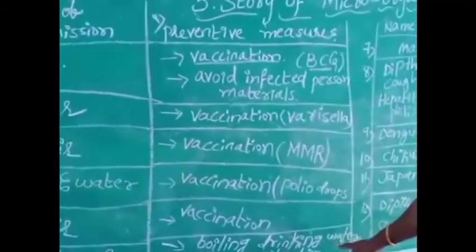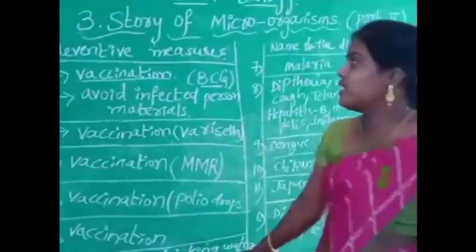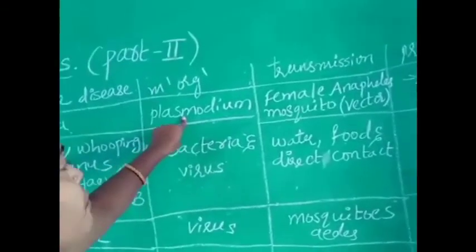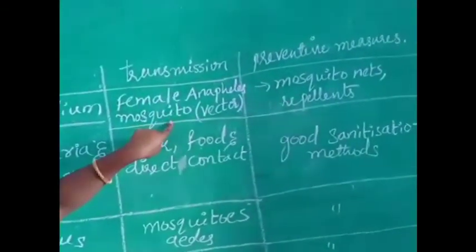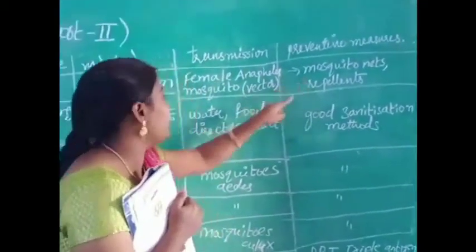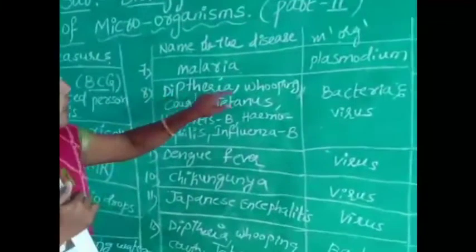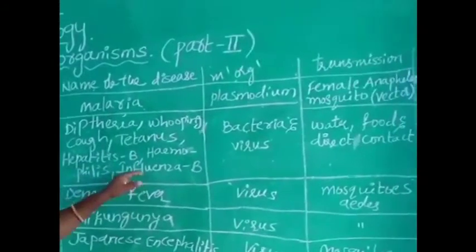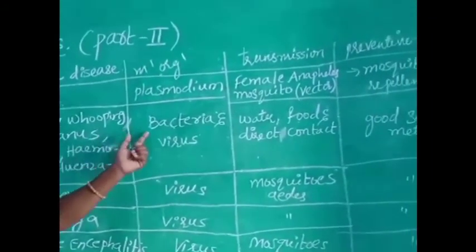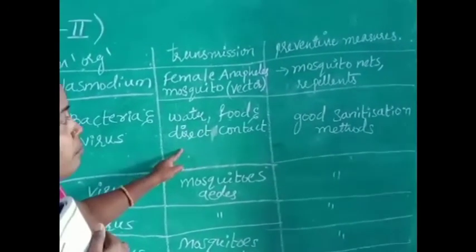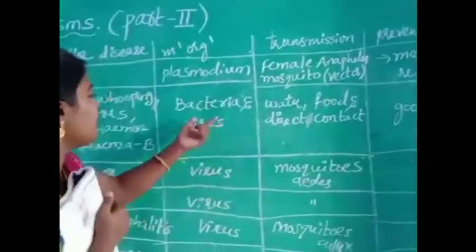Drink boiled drinking water and maintain good hygiene, you can control this disease. Okay, next, malaria is caused by the Plasmodium vector, which is present in the female Anopheles mosquito. By using mosquito nets and repellents like Good Night and All Out, we can control this disease. Next, diphtheria, whooping cough, tetanus, hepatitis B, Haemophilus influenzae B. These diseases are caused by bacteria and viruses transmitted through water, food and direct contact. By following good sanitization methods, we can control these diseases.